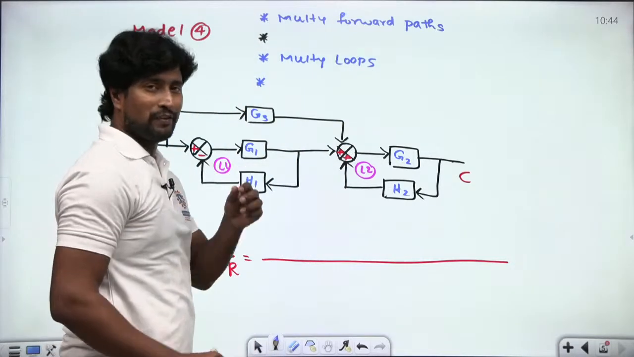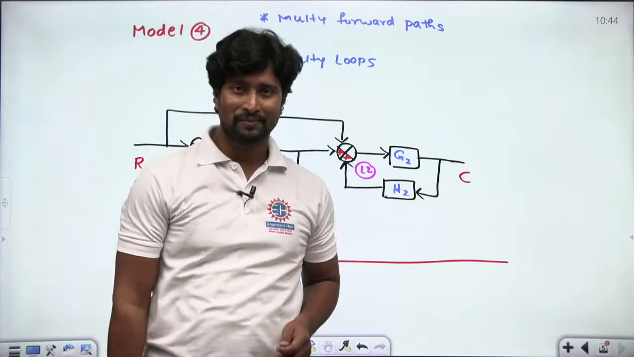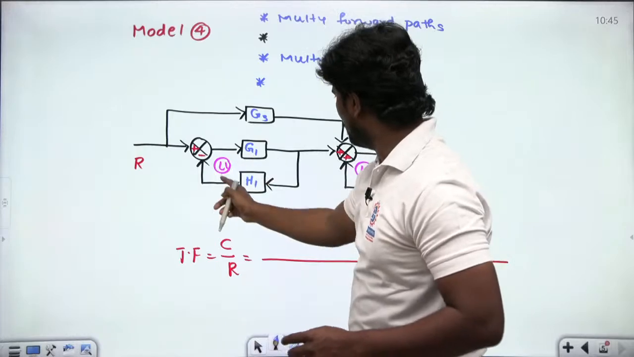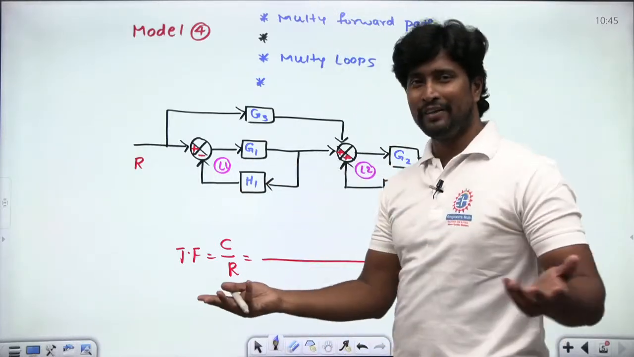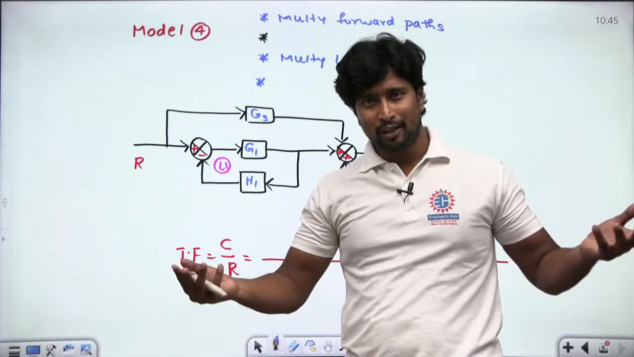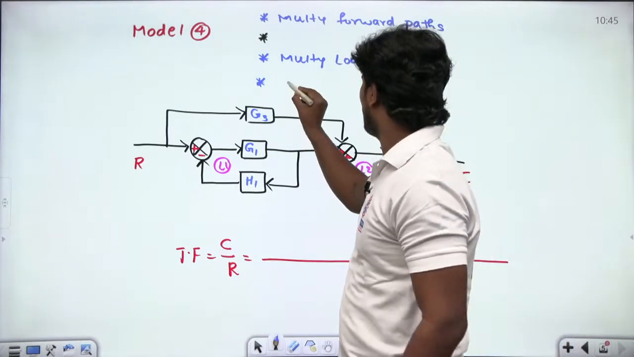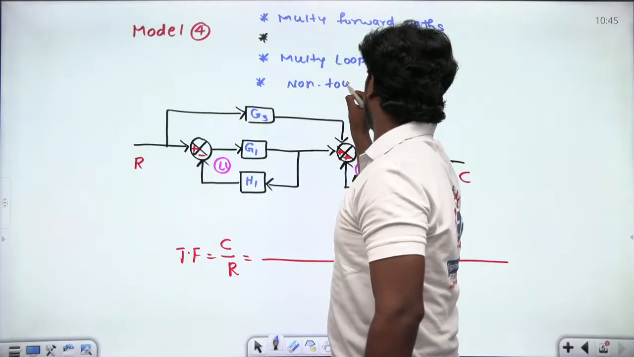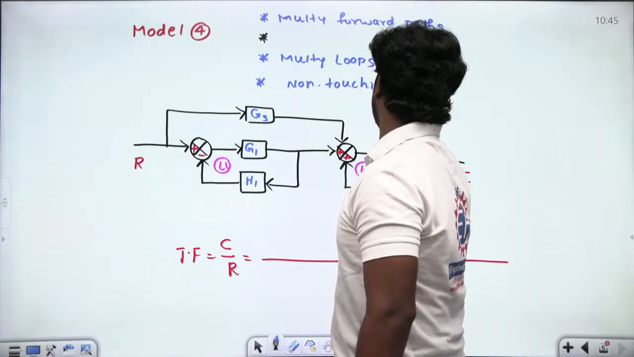And last point. Guys, observe it. Both are touching or non-touching? Check once, it's clearly visible. So this loop and this loop don't have any common area, don't have any common node. That means both are what? Non-touching loops. So fourth point is non-touching loops.